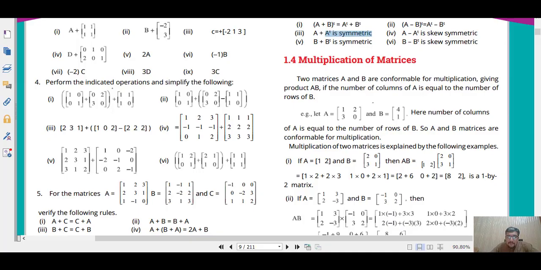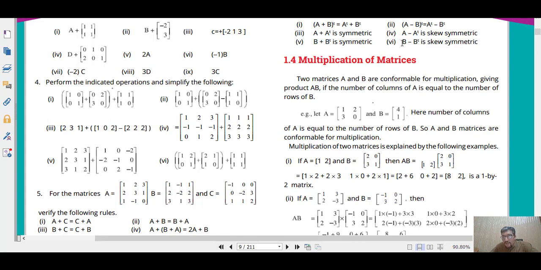In part number 5, you have to first of all solve the matrix B plus B transpose. First of all, take the transpose. Whatever the result will be, add that with this B and you will get this value. Then take the transpose of that result. If it is the same as this one, it will be symmetric.